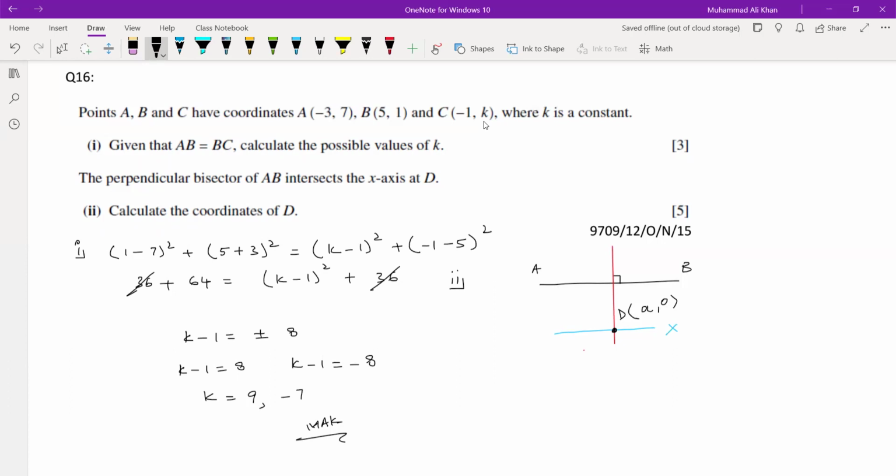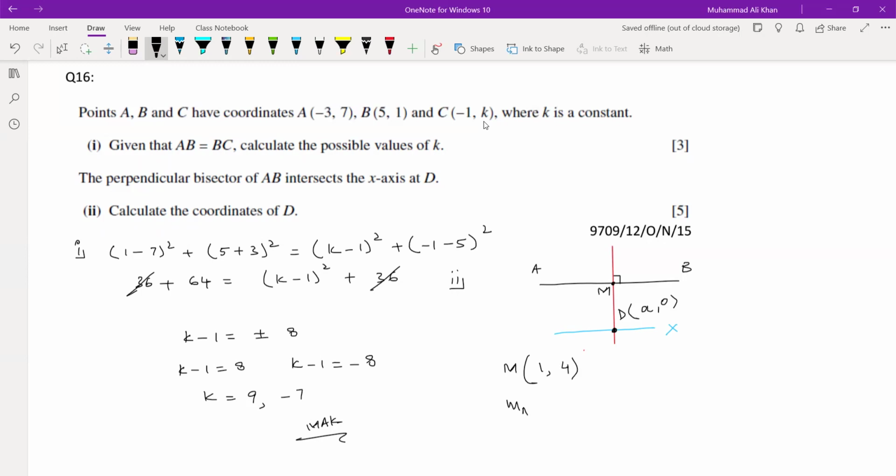So the target is to calculate the equation of perpendicular bisector. For that, first of all, we have to calculate the midpoint of AB. So the midpoint of AB will be: 5 minus 3, 2; 2 divided by 2 is 1. 7 plus 1, 8; 8 divided by 2 is 4.